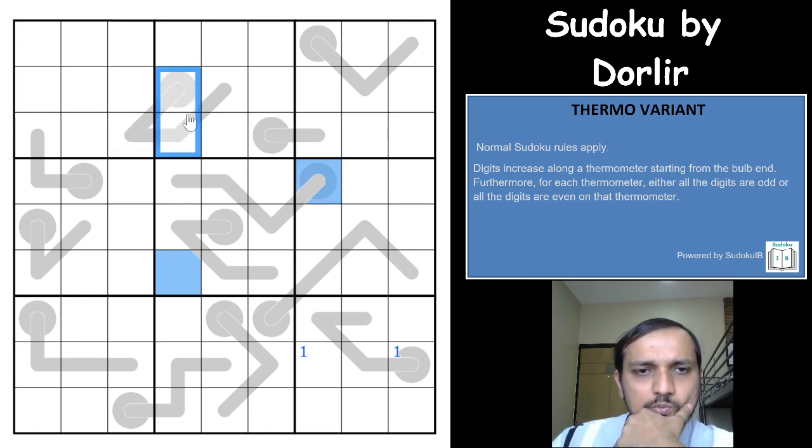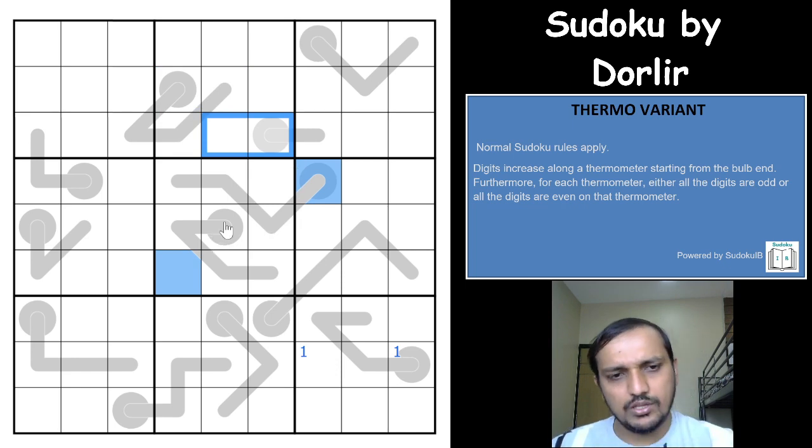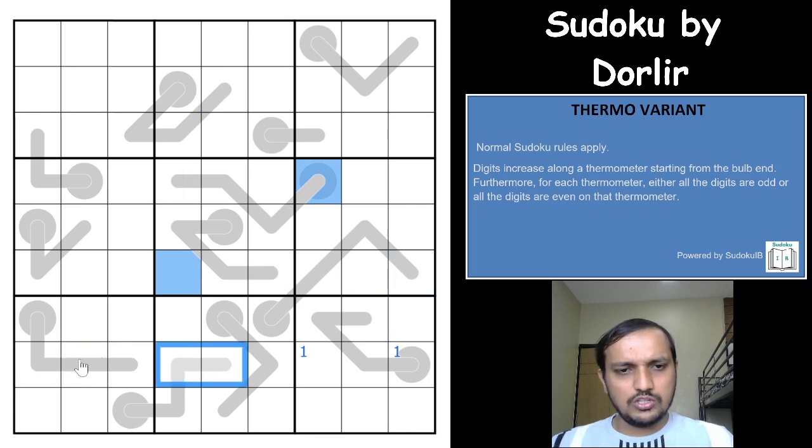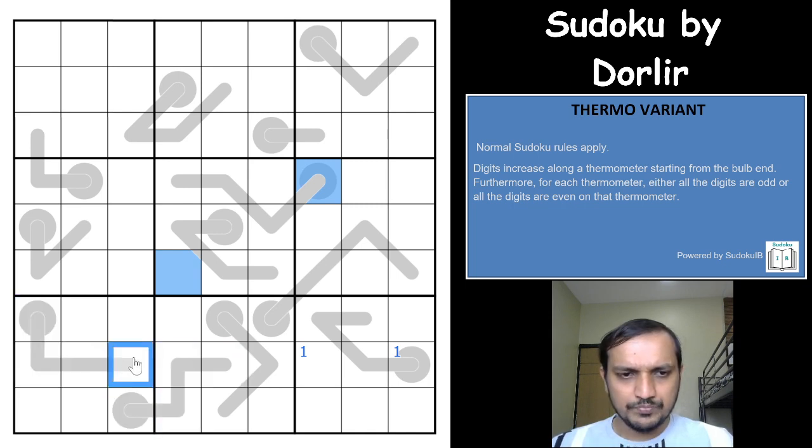Whatever you have here cannot be in any of these 3 cells. Okay, all these 5 cells cannot be odd, right? So one of these 4 cells would have to be even. So either these 4 cells are even or these 4 cells are even. Whatever be the case, one of the 8s would have to be here.